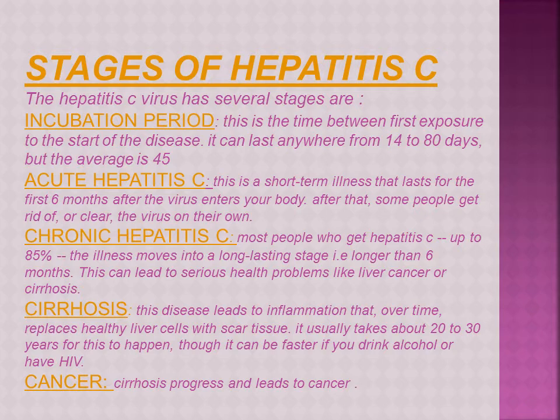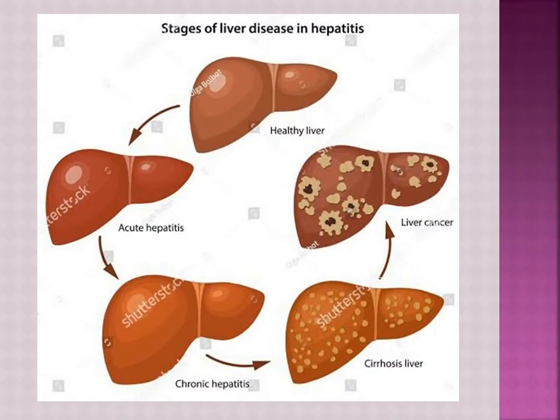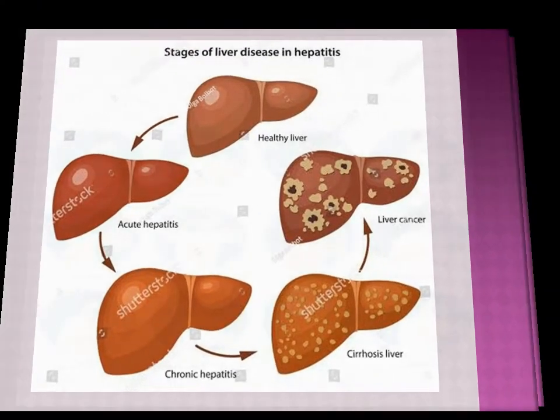If it progresses, the condition is called cirrhosis. It is scarring of liver tissue or cells. It usually takes about 20 to 30 years to happen, though it can be faster if the person drinks alcohol or has HIV. If it progresses further, it leads to cancer. These are the stages shown.